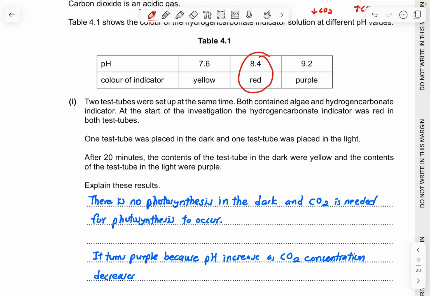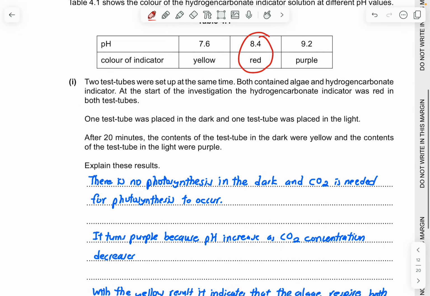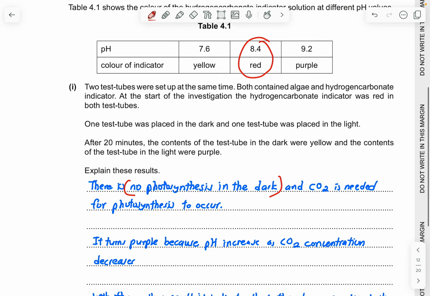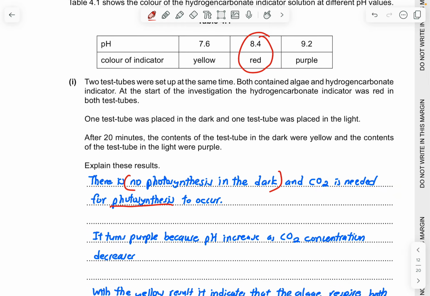So after 20 minutes, the contents of the test tube in the dark were yellow and the contents of the test tube in the light were purple. So explain these results. So of course, first thing we mention is that there's no photosynthesis happening in the dark, because they already mentioned that you need light in order to photosynthesize. And then CO2 is needed for photosynthesis to occur.